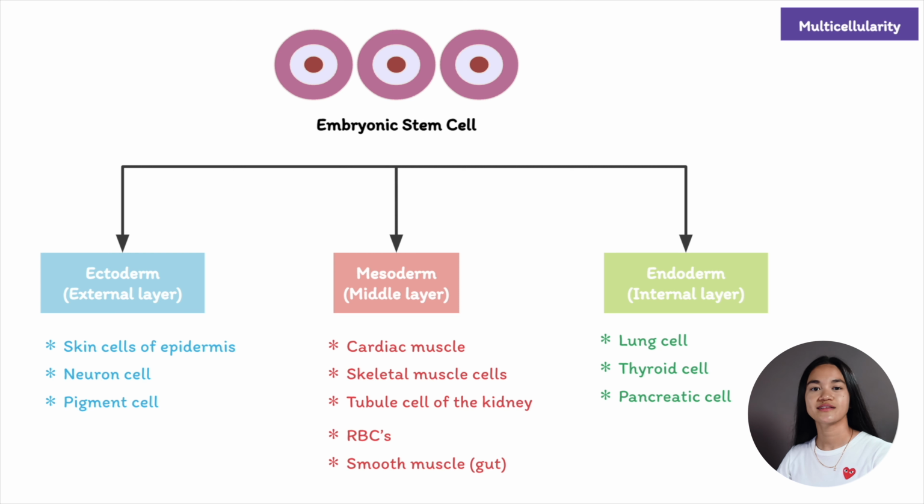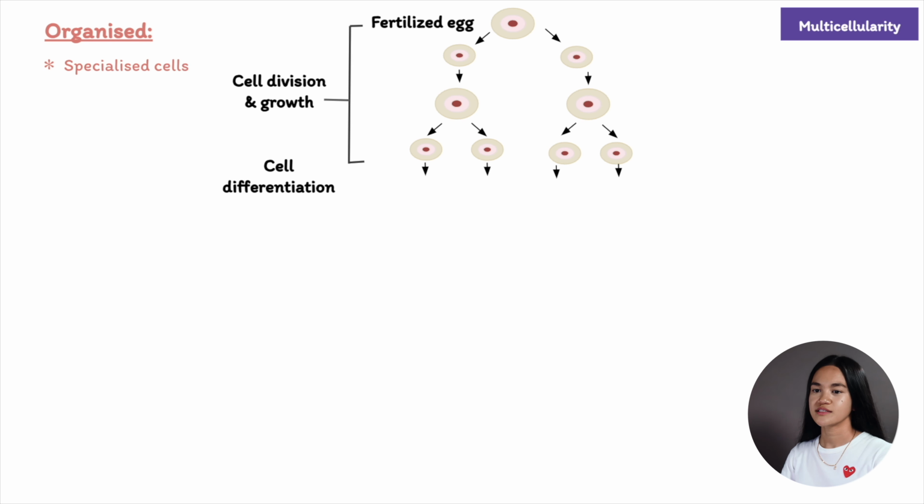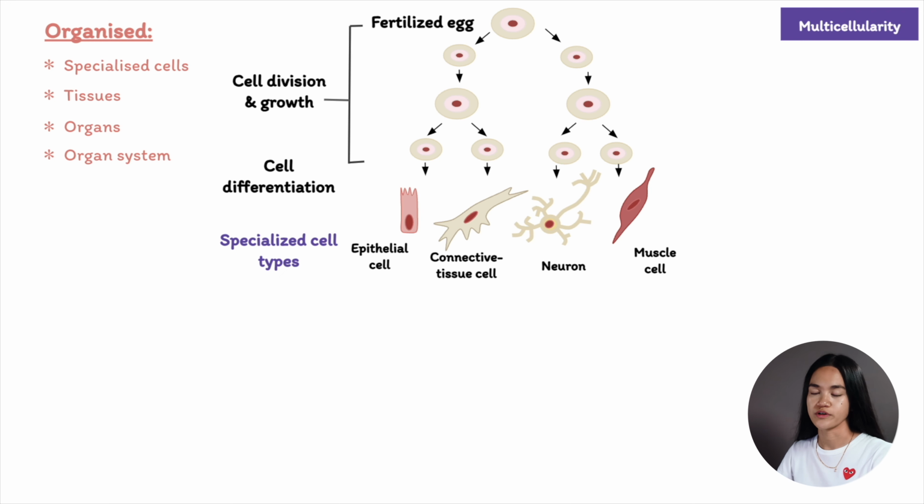Okay, so now let's break down how multicellular organisms are organized to help the organism survive, function, and reproduce. It's organized into specialized cells, tissues, organs, and organ systems. Starting with specialized cells, we can classify cells according to the broad types of function they perform. There are 4 major categories.